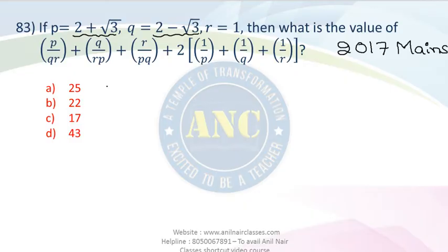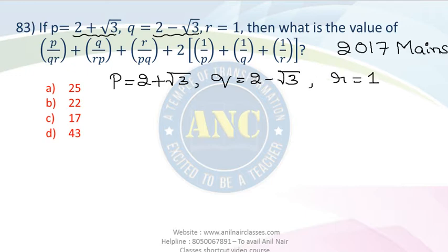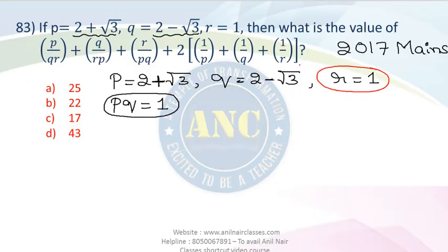See here, the question says P is equal to 2 plus root 3, Q is equal to 2 minus root 3, and the R value is given as 1. When you observe P and Q, one is 2 plus root 3, the other is 2 minus root 3. If you want, you can check it out. They are reciprocals of each other. That means P into Q, the product, will be equal to 1. And the other big catch in this question is that the R value is given as 1. That means in whatever we need to find in this equation, wherever you have R, put it as 1.